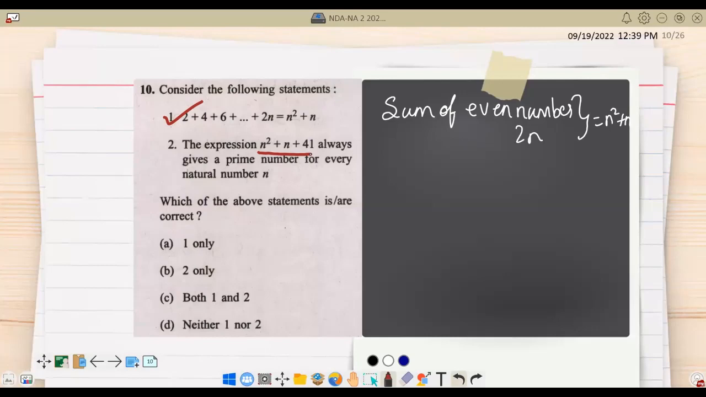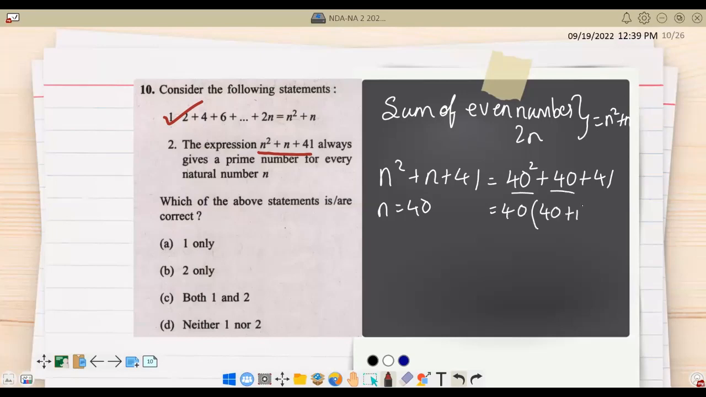First we'll see whether it is a prime number or not. If I substitute n equal to 40, we'll see what the expression brings out. If n is equal to 40, it will become 40 square plus 40 plus 41. I take 40 from these two terms: 40 into 40 plus 1, plus 41. So now it is 40 into 41 plus 41. Now if I take 41 from these two expressions, this will become 40 plus 1, that is 41 into 41.